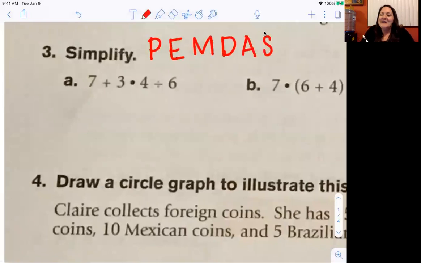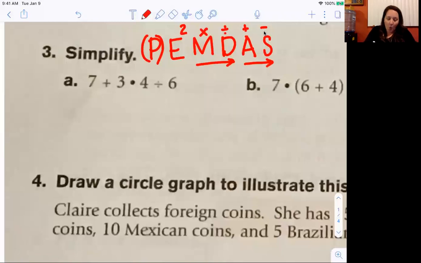I don't know. So we're going to use Pemdas, which means we're going to do order of operations, parentheses first, then exponents, then multiply and divide in the order they appear, then add or subtract in the order they appear. So letter A, I have 7 plus 3 times 4 divided by 6. What do you think we're going to do first?